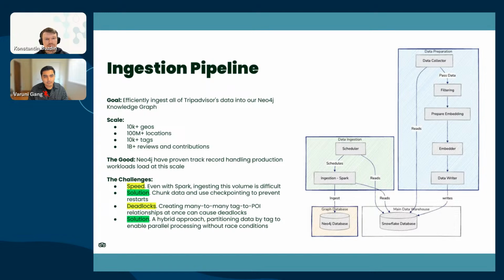So we carefully partitioned the data and processed each partition, so that each partition can be processed in parallel, and deadlocks are not possible. And then we process partitions one after the other sequentially. This allowed us to avoid the potential of deadlocks.